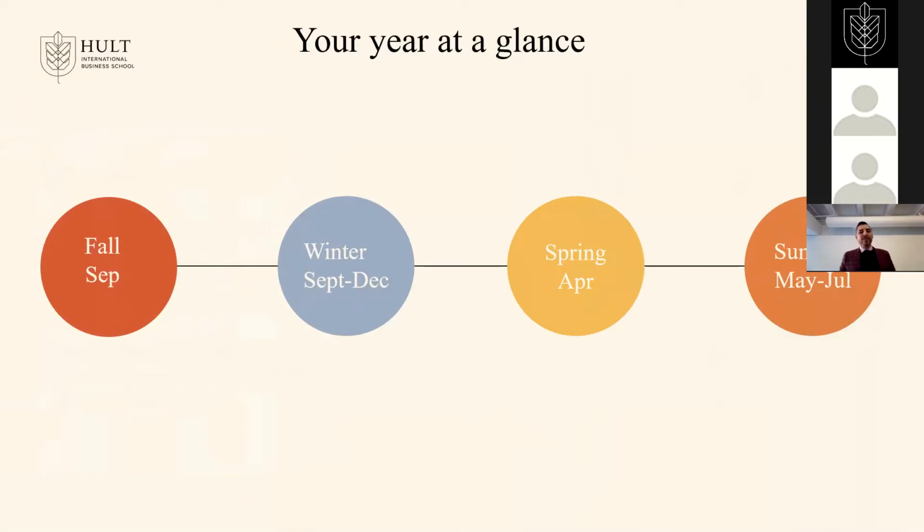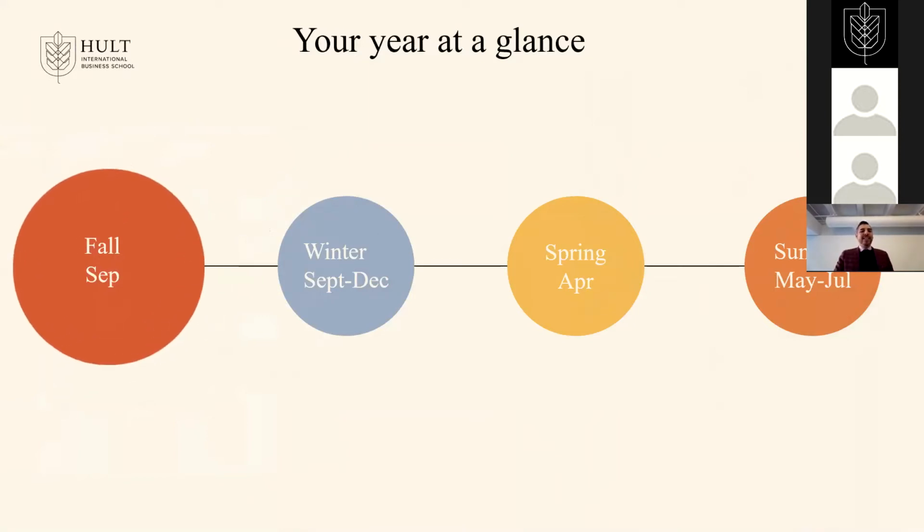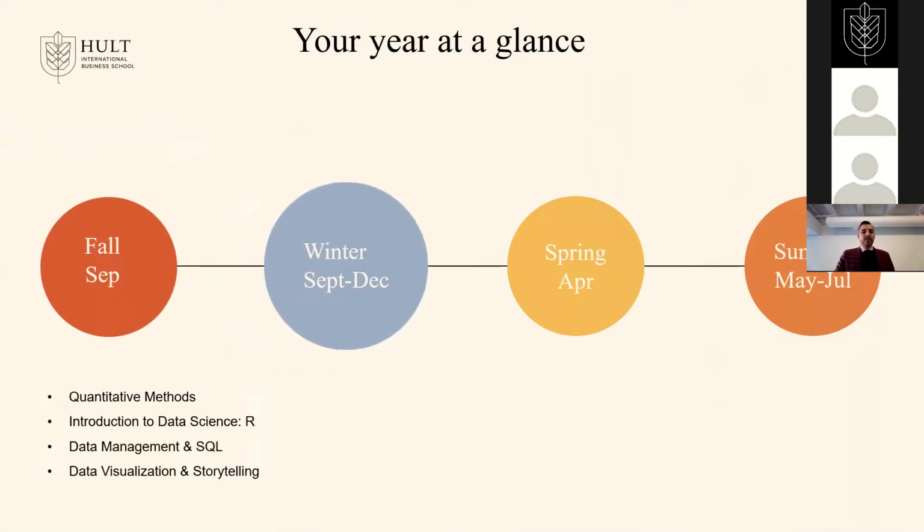Let me tell you a little bit about what exactly we are talking about, what you're going to be studying. So when you join us here in September, in the fall, these are the courses we're going to be doing. We'll be doing quantitative methods, data science R, which is a programming language. We will be taking data management and SQL, which is database handling. And of course, very important, we need to be able to communicate the findings of our results. So we'll have a class on how to present data in a compelling way for people who may not be familiar with how the data was crunched and feel uncomfortable with data.